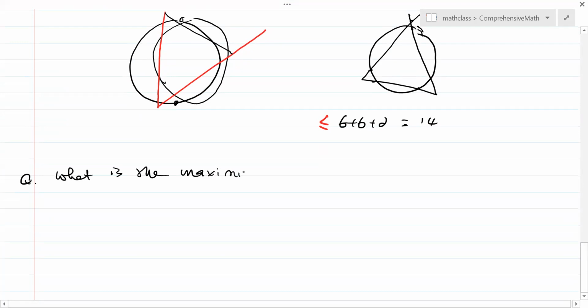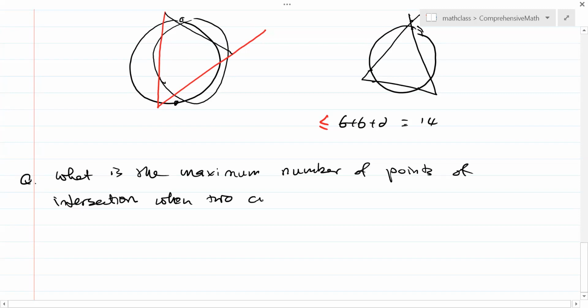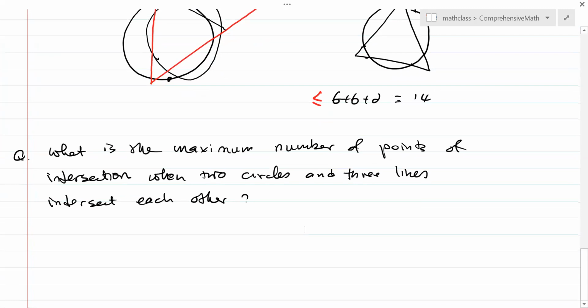So what is the maximum number of points of intersection when two circles and three lines intersect each other? We assume that no figure coincides with another.